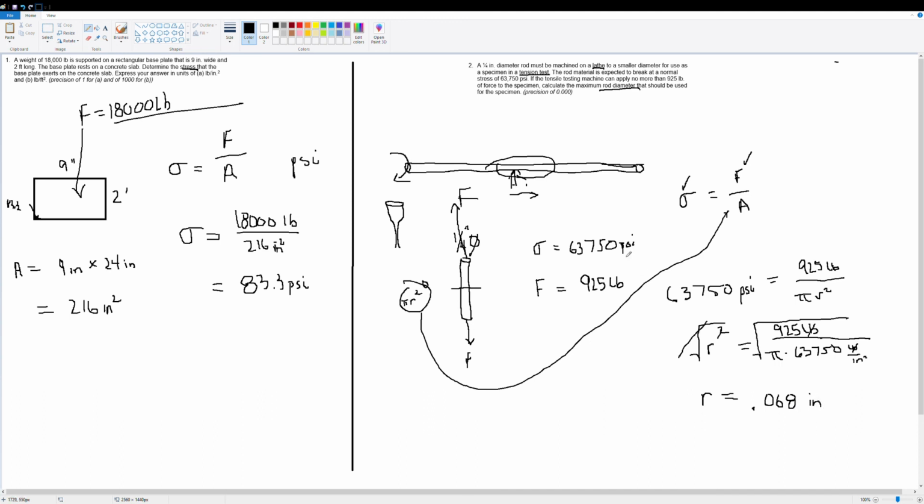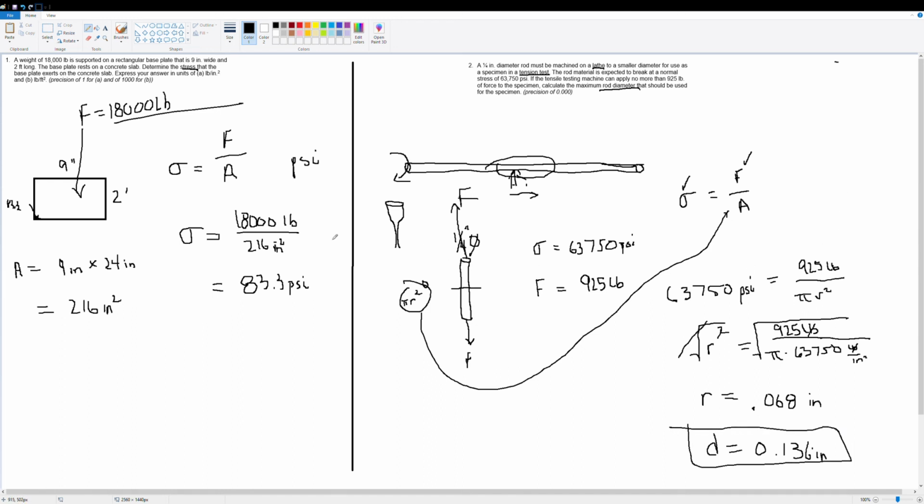What did they ask for? They said, what's the diameter? So diameter will be twice that. So multiply that by 2, and I end up with 0.136 inches as my rod diameter.